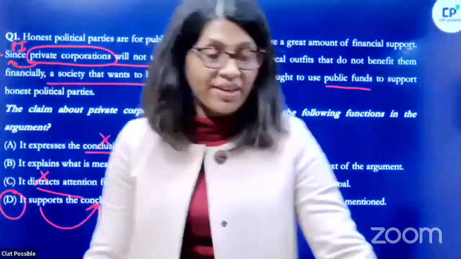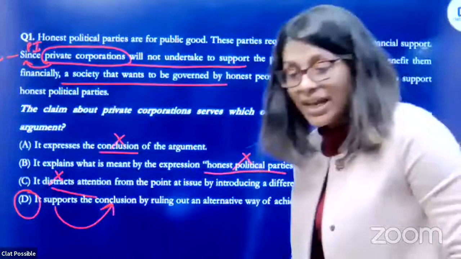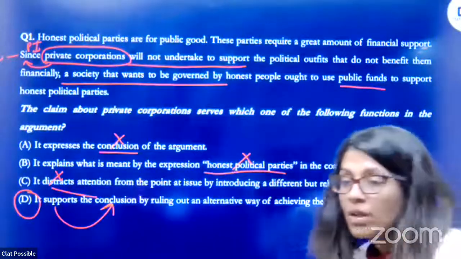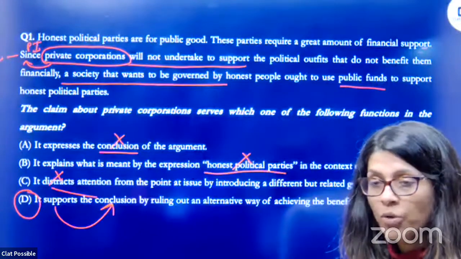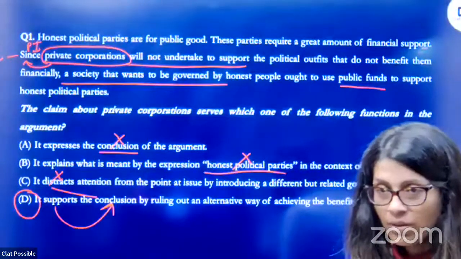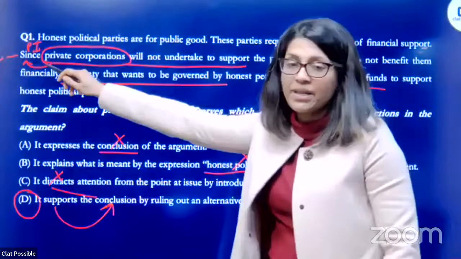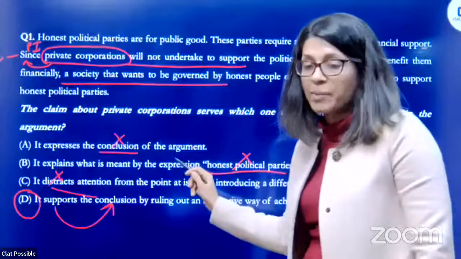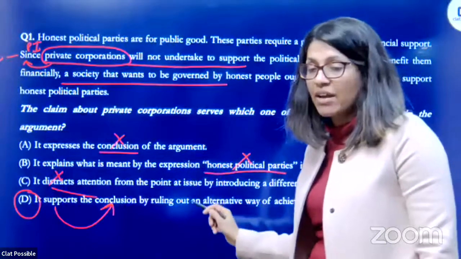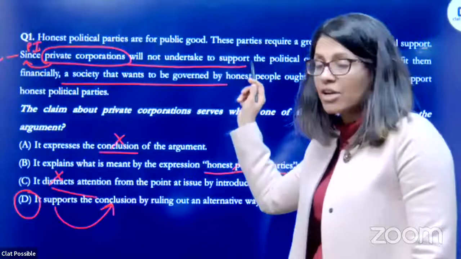Those of you who are having difficulty with this, you will be able to answer this, trust me. The only thing we have to do is method of reasoning classes. So what did I just tell you? Since is a premise indicator. Anything written after since is the premise. So I have eliminated option A. B and C are irrelevant options. And look at how the author has written this argument.